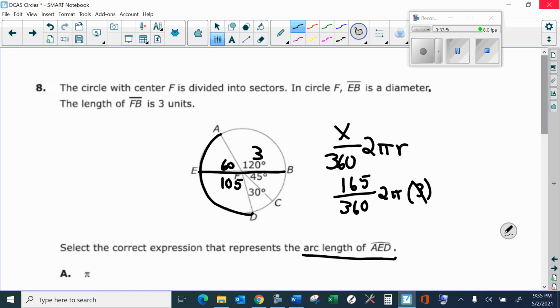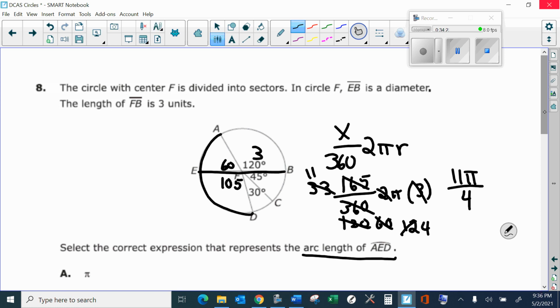Okay, the 3 cancels 360 120 times. 2 cancels the 120 60 times. I can divide each of these by 5. Okay, that goes into 12 times, and this goes into it 33 times. I divide each of those by 3 again, which puts it 11 over 4. So 11 pi over 4.